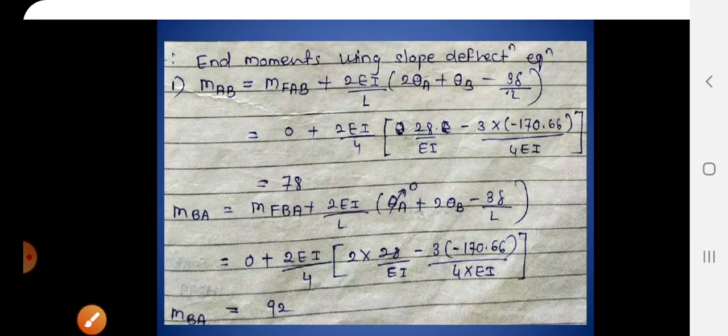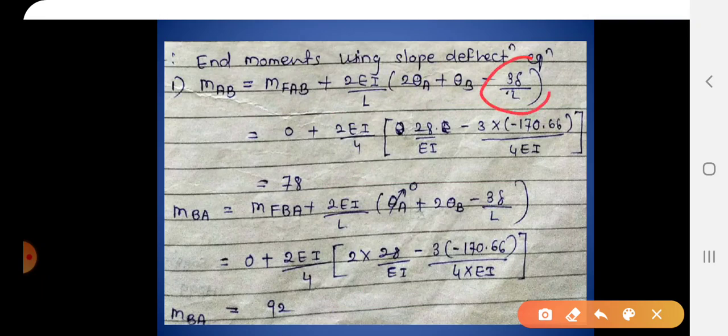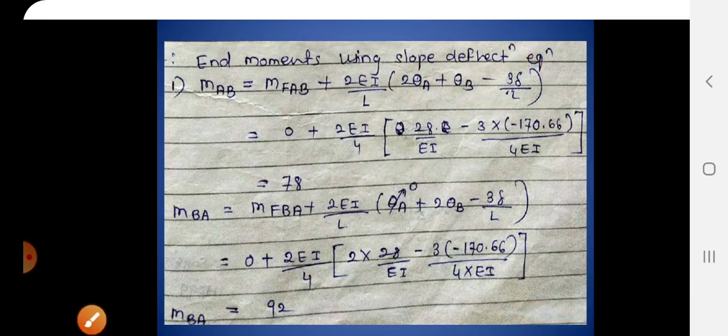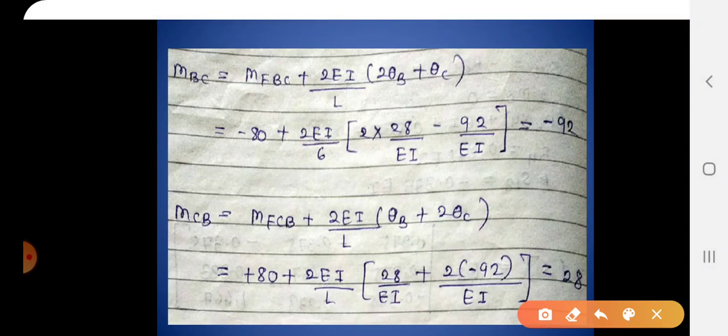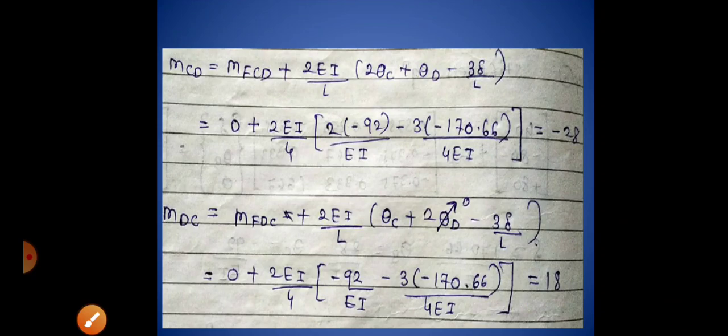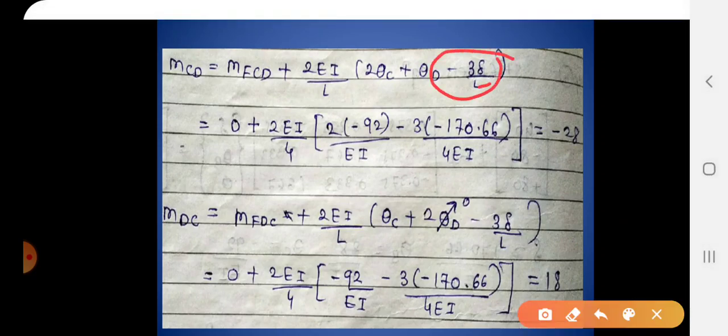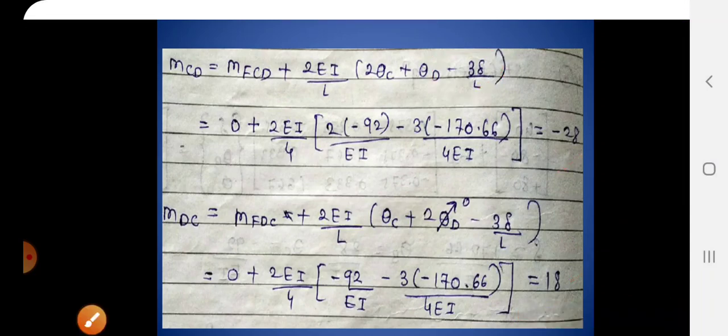Okay, so for the column you have to consider minus 3 delta by L, that is moment due to sway, for column moments only. Then BC is now a beam, so you need not consider sway moment. Okay, so the standard slope deflection equation you have to use: MFBC plus 2EI by L into 2 theta C plus theta D, and accordingly MCB also. Again MCD, this is a column, therefore add this value and find out MCD and MDC.